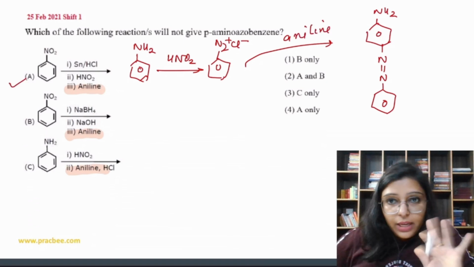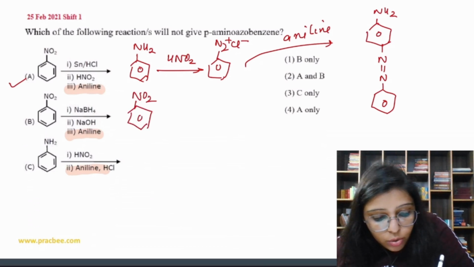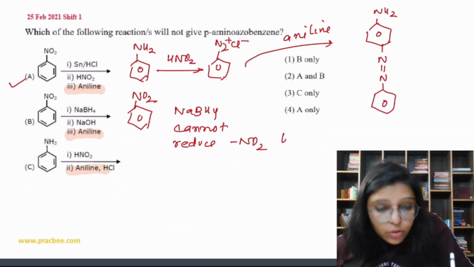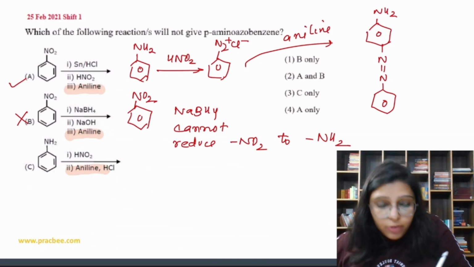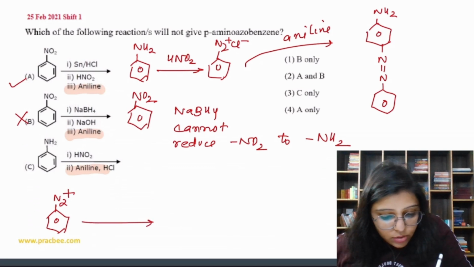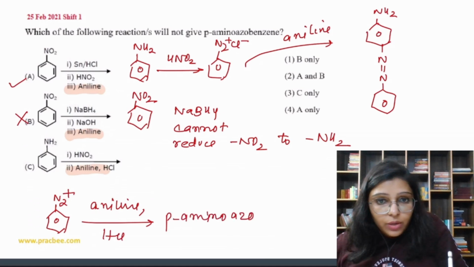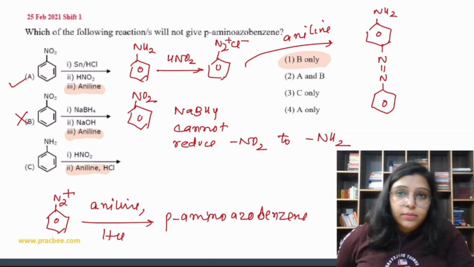So from this one we get it. Now second, NO2 with NaBH4. So no reduction. NaBH4 cannot reduce NO2 to NH2. So it means from B we cannot form it. Then first NH2 with HNO2. So first we have N2+. Then in the presence of aniline and HCl, we get para-amino-azobenzene. We get this. Okay? So option B is going to be the correct answer.